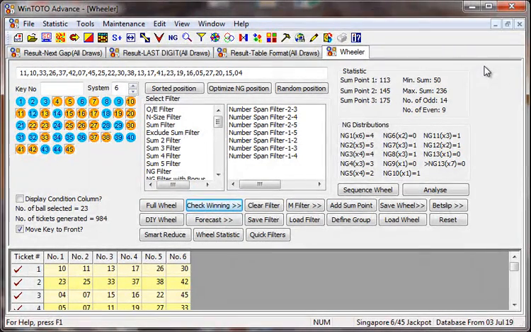But bear in mind that with all these conditions, your reduction itself will actually make a lot of saving. In playing Toto, we always believe in consistency. But again, you must have the money to continue. So in order for you to have the continuity to play, you must always bear in mind that you need to know how to reduce. If you do not know how to reduce, WinTOTO Advance is the ultimate software for you.